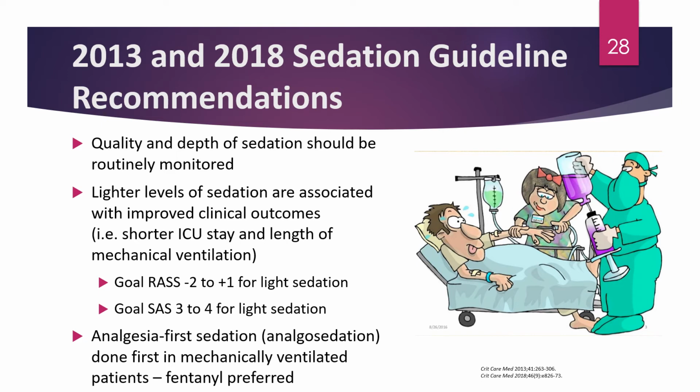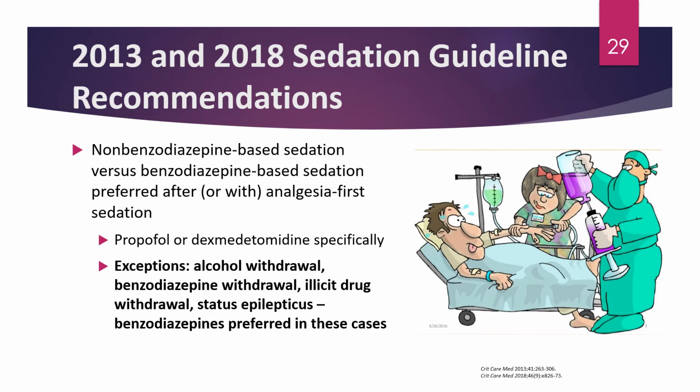But in general, whenever we want to continue that sedation as a continuous infusion in a mechanically ventilated patient, we typically prefer fentanyl first, unless there's a contraindication. We want to use next non-benzodiazepine sedation versus benzodiazepine sedation, with or after we maximize our analgesia first sedation. So this refers to propofol or dexmedetomidine specifically.